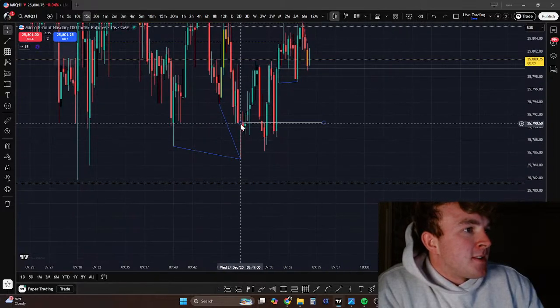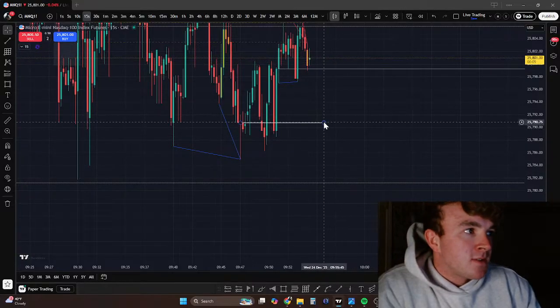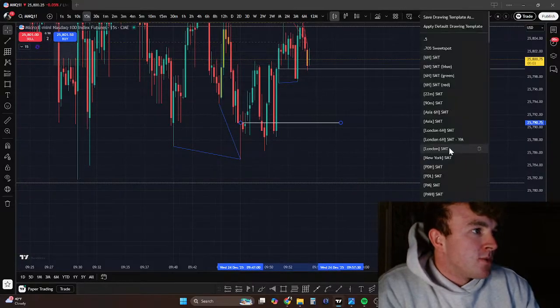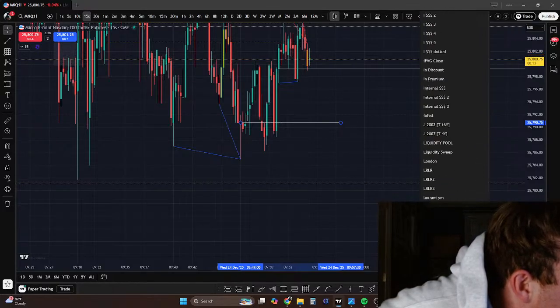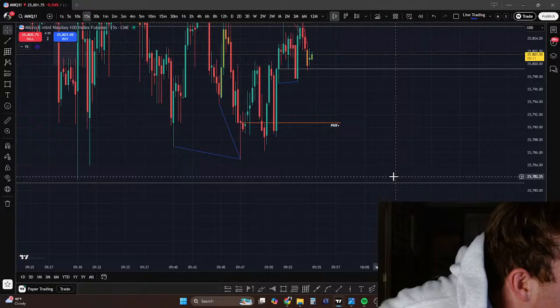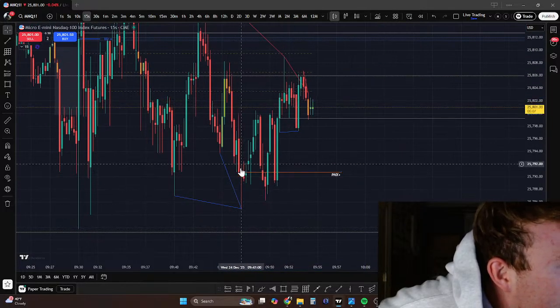So here you can see the 1 minute rejection block. Notice how it's also a pin bar. These rejection blocks will also be pin bars, which is so cool. See how that Phoenix entry right there is also a pin bar?